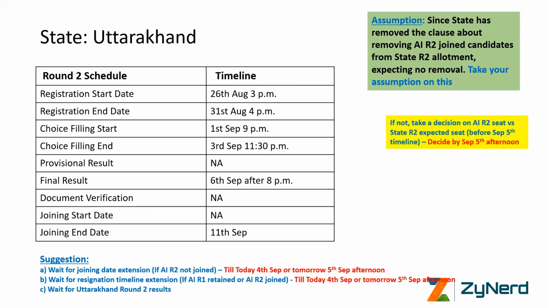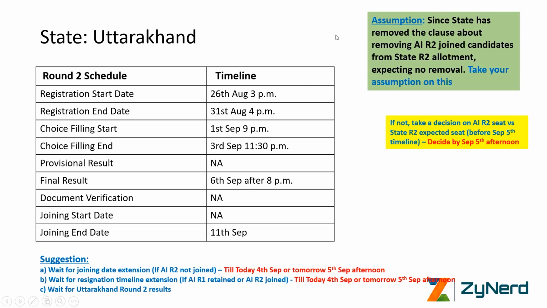They have removed that, and they have come up with fresh rules. So assumption on whether they will remove joined candidates from state R2 allotment, it doesn't look like, but you take your assumption. First, you take an assumption of whether they are going to remove all India round 2 joined candidates. The results are going to be after 6 September, 8 p.m.